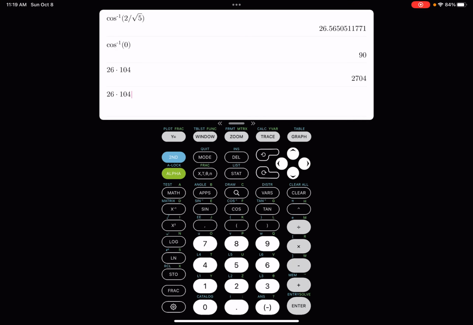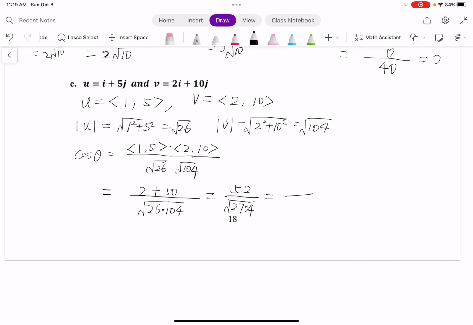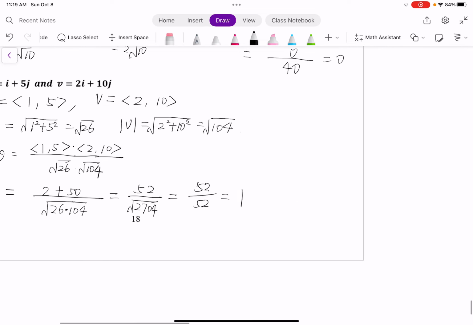What is the square root of 2704? Oh, 52. That's perfect. So we have 52 over 52. It is 1. So cosine theta equals 1. And what is theta?